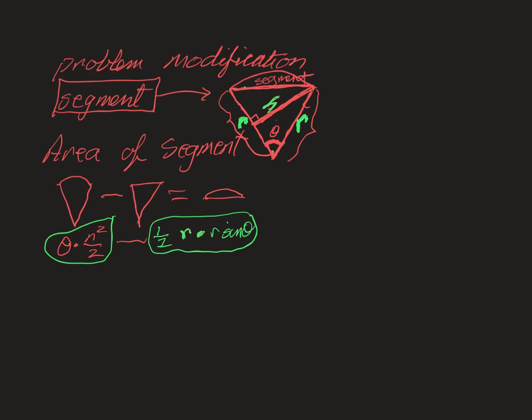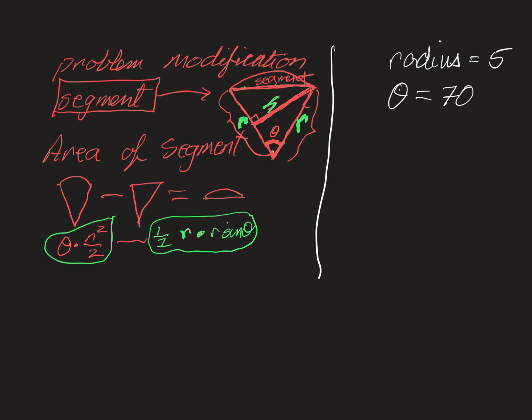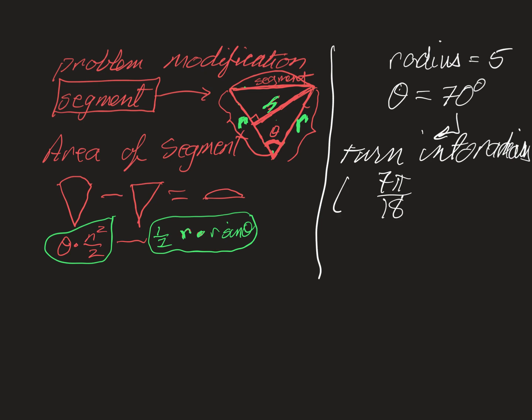Suppose, so again, you got to pay attention to the geometry. So suppose we say that the radius of this circle is equal to 5, okay? And that our central angle, so theta, is equal to 70 degrees. Now, like always, I gotta turn into radians, okay? Turn into radians. And so we've already done this 70 degrees several times. So I'll write 7 pi over 18 is theta, okay?